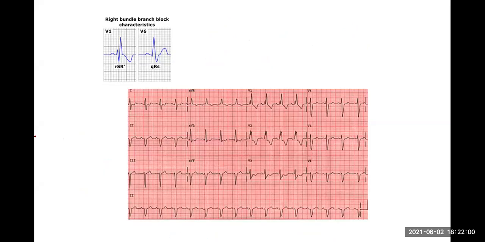Bundle branch blocks. Just remember these two things. For bundle branch blocks, look at V1 and V6. All this time we have been looking at leads V1 and V6; you look for bundle branch blocks. And remember the mnemonic, William Marrow. William. Marrow.